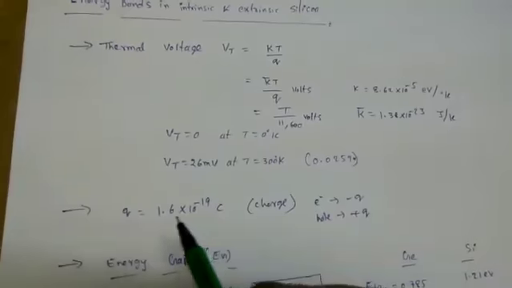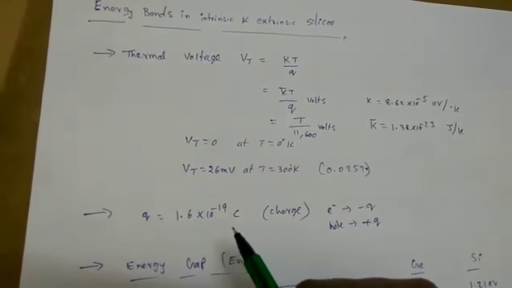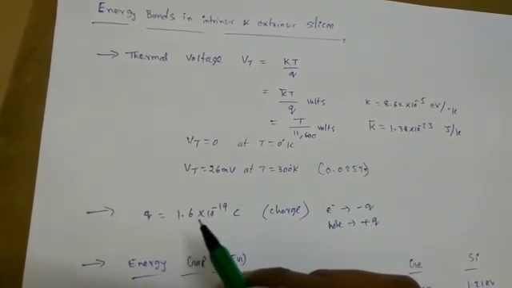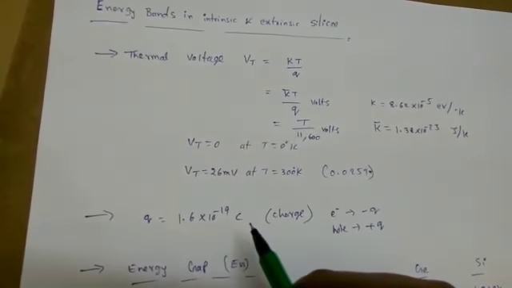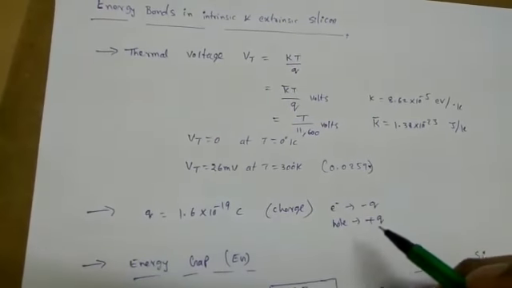Now one more, a very important one, is the charge of an electron or charge of a hole. It is fixed, that is 1.6 into 10 to the power minus 19 coulombs. For an electron it should be minus, for a hole it should be plus.